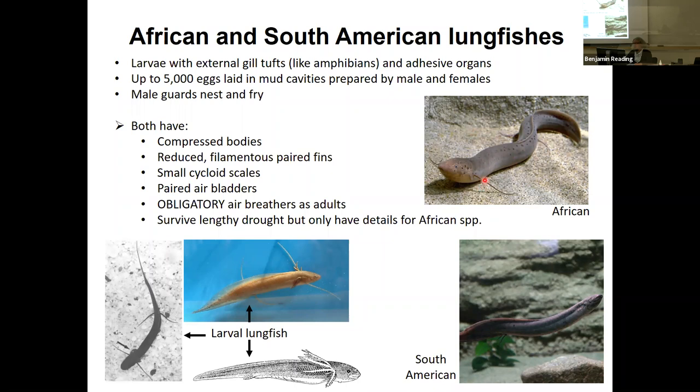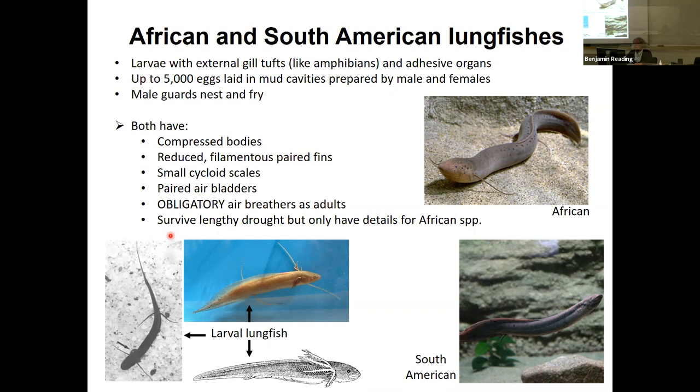These things have paired swim bladders or air bladders that are lungs, and they're obligatory air breathers. If you take these fish and put them in an aquarium and put a plate of glass on the top at the surface and do not allow these things to get to the air, they will drown. So there's a fact for you. Fish can in fact drown. And the African lungfish and the South American lungfish are two examples of that.